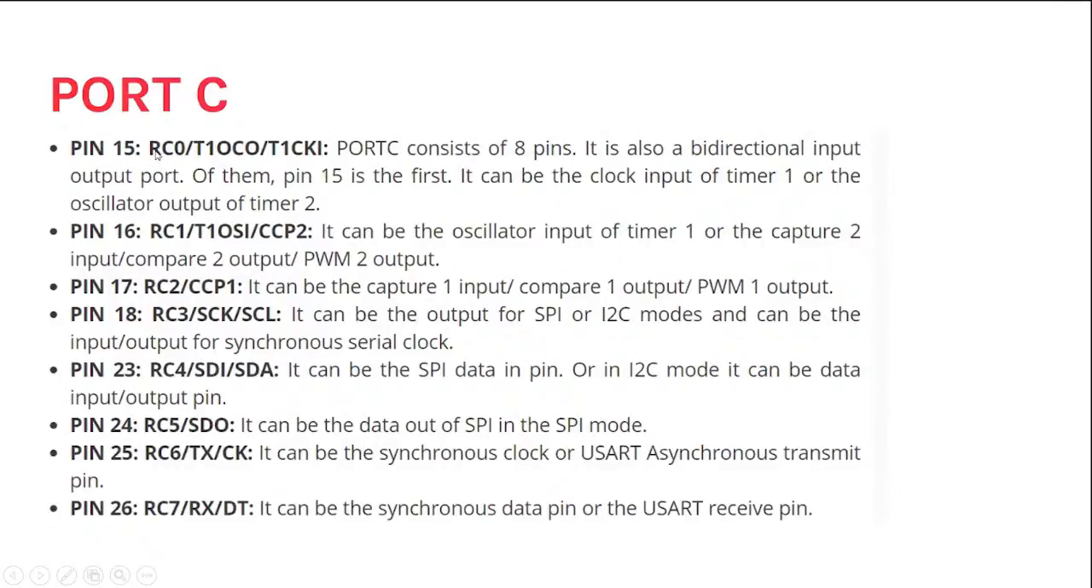Port C is from pin 15 to 26 and is 8 bits wide. It consists of 8 pins: 15, 16, 17, 18 and 23, 24, 25, 26. These are RC0, RC1, RC2, RC3, RC4, RC5, RC6 and RC7. It has multiplexed functions: pins 25 and 26 are used as UART for transmitting and receiving. For the serial peripheral interface, SDI and SDO are here, and SDA also uses I squared C and SPI modes.